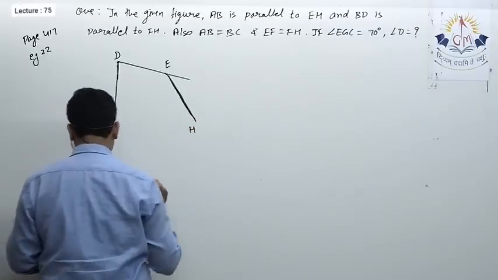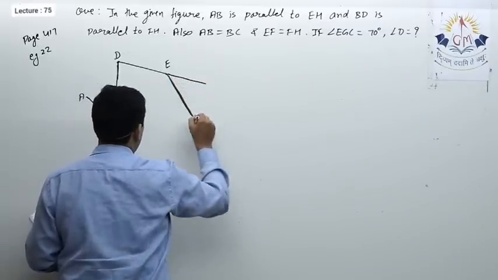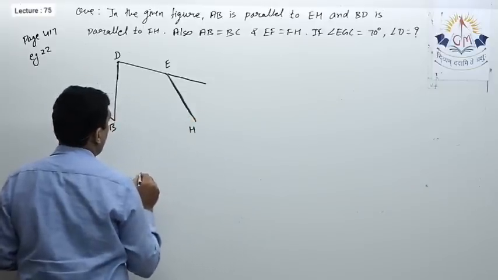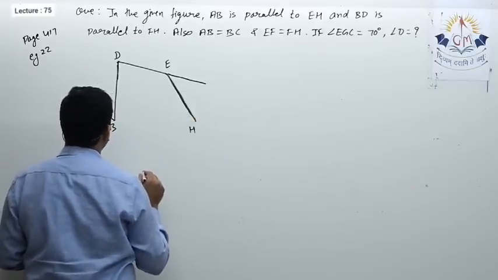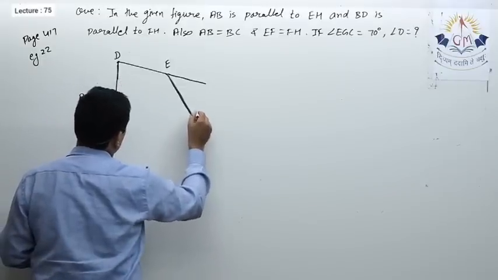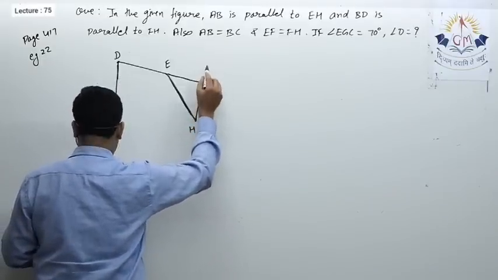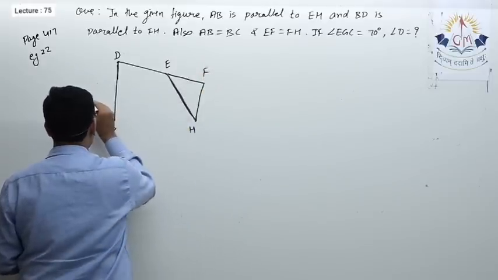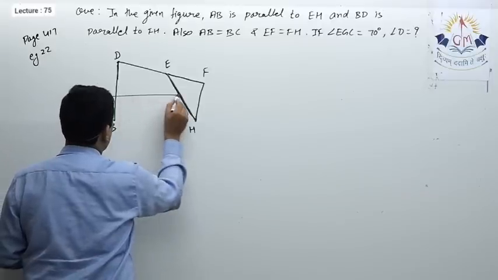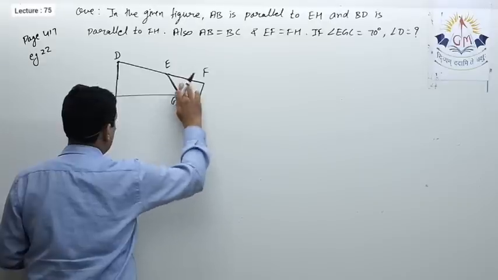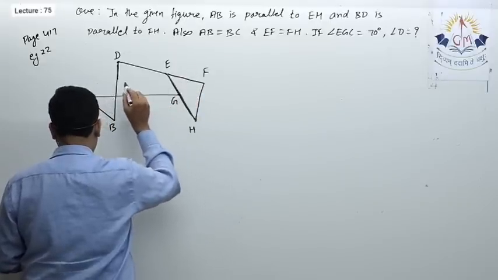Also it is given this HF is parallel to BD. FH is parallel to BD. So this BD, so this is something like FH. This is point C. Sorry, this is point G actually, and this is point C.